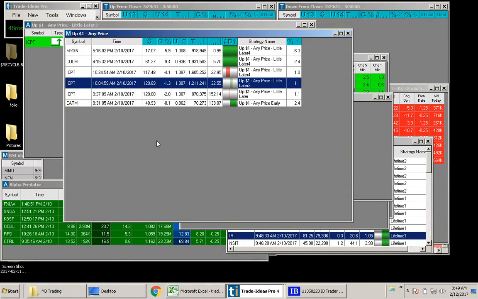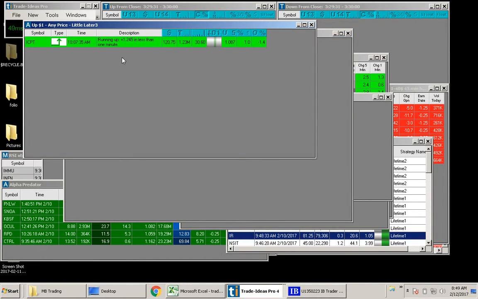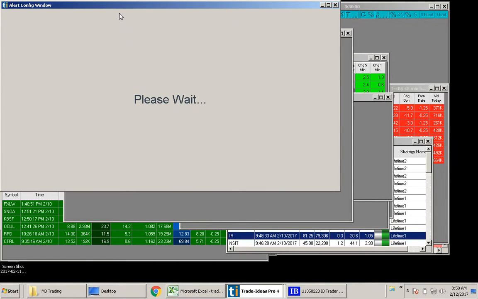Last week was the Trade Ideas open house, and there were a lot of people in the trading room asking about the backtesting feature of Trade Ideas. This is a great opportunity to try out some of your strategies. I wanted to try out the "up $1 any price" strategy in the case where it is currently trading below the open price. So I took this strategy, "up $1 any price, little later 3," and made a new alert window out of it.